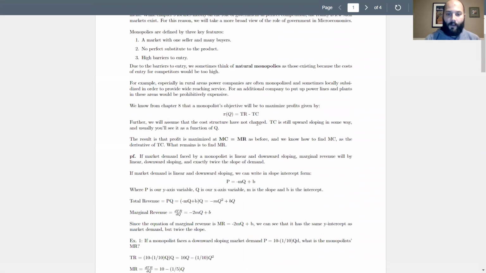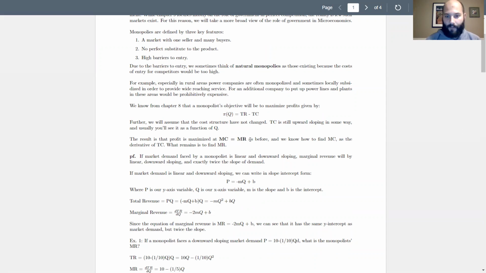Okay, so the monopolist's profit is going to be defined the same as before: total revenue minus total cost. We're also assuming that the cost structure hasn't changed. So just like before, you'll be given some total cost function, and then ultimately you can take the derivative of that and find marginal cost. We also know, just like before, that marginal cost equals marginal revenue. So again, and throughout this class, anytime we talk about profit maximizing, the profit maximizing quantity choice is always the quantity at which marginal cost equals marginal revenue.